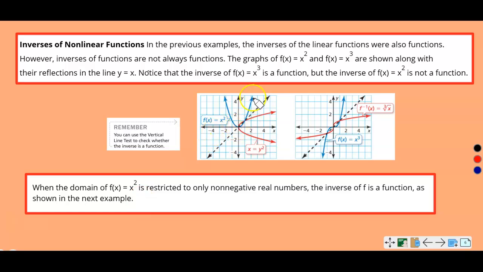So the example that we just did, we restricted the domain to only x greater than or equal to 0, which would have been this half of the graph, and this would have been the square root of positive x only. So basically what this is saying is sometimes they're going to put a restriction on the domain to make sure that it is a function. But there are cases where, if the domain is not restricted, then you may have an inverse that is not a function.